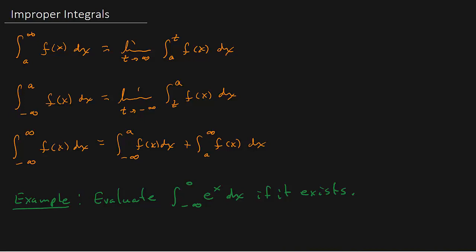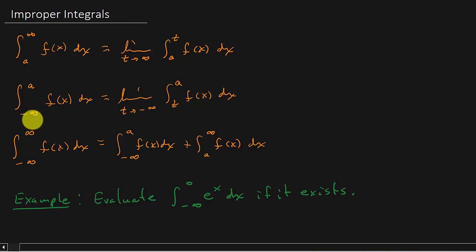So if we have an integral going from a to infinity, or negative infinity to a, or negative infinity to positive infinity, let's just look at the first one. We've got the integral of f of x dx from a to infinity. What we're going to do is take the limit as t goes to infinity of the integral from a to t of f of x dx. We can't really plug infinity in for a variable, so we're replacing this infinity with the t, and then taking the limit as t approaches infinity.